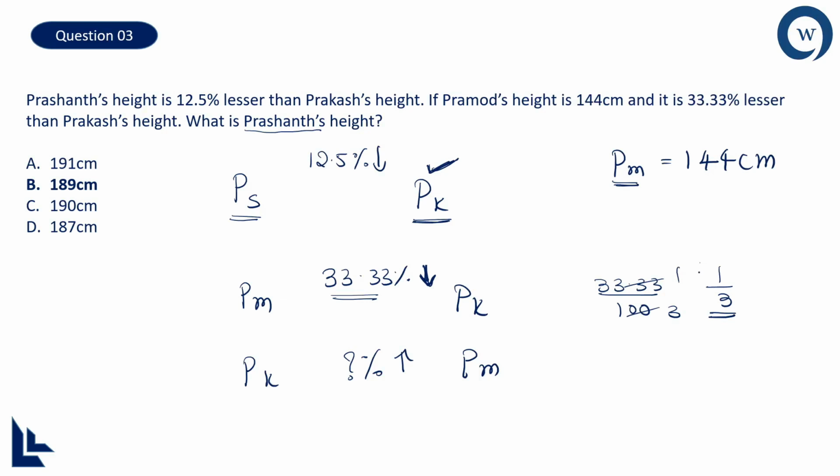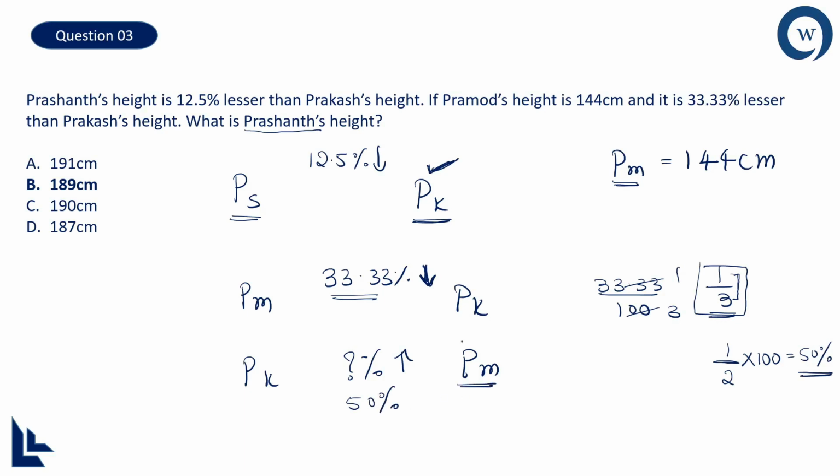So then what will you do? This value has to increase now. And how will you increase the value of a fraction? You will have to reduce the denominator. And how will you reduce the denominator? You will directly take the difference between these two. You will get 1 by 2. And 1 by 2 in terms of percentage is 50%. So that gives me a conclusion that Prakash's height is 50% more compared to Pramod's height.